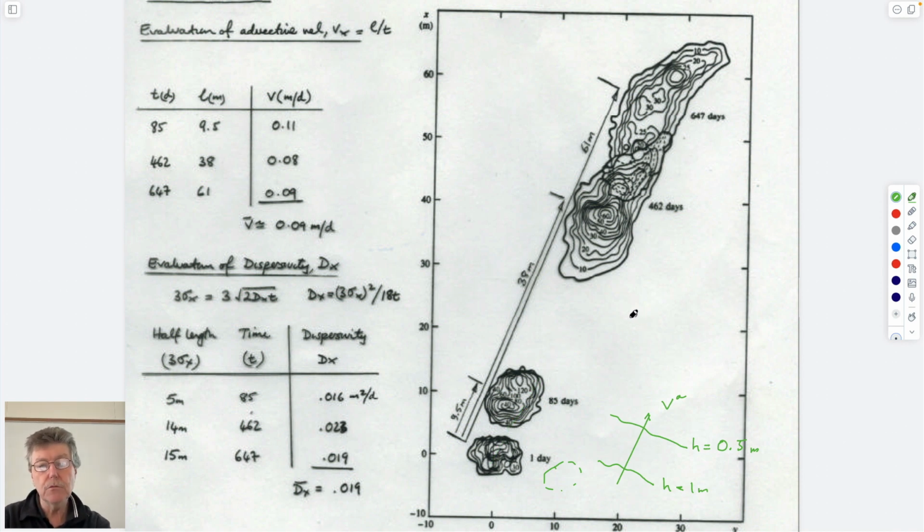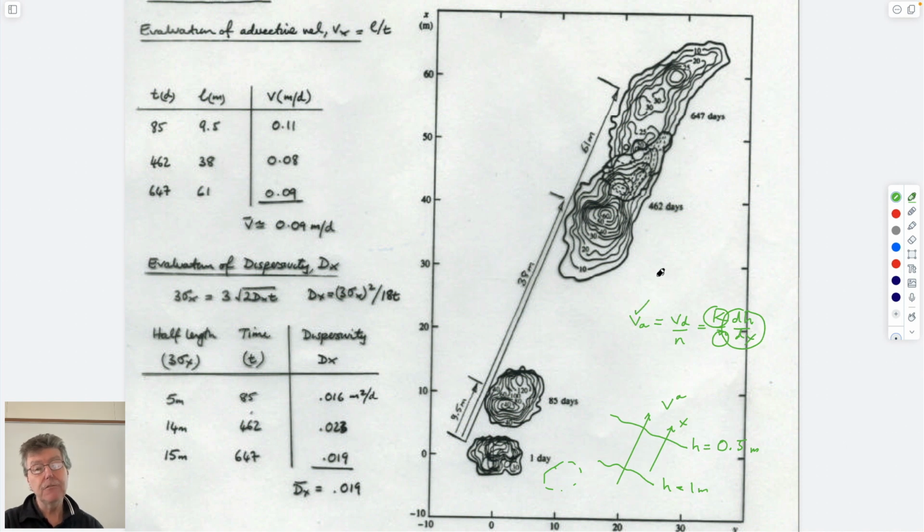And if you knew what the gradient was, you could calculate the advective velocity as being the Darcy velocity divided by porosity, which is equal to hydraulic conductivity over porosity times the change in head with length. And this would be x, of course. This would be the x direction. And so if you know what the head gradient is, and if you know what the hydraulic conductivity is, and you know what the porosity is, you know what the advective velocity is.